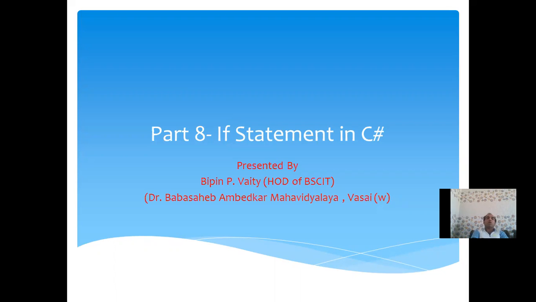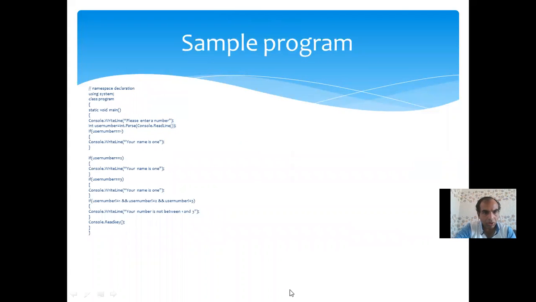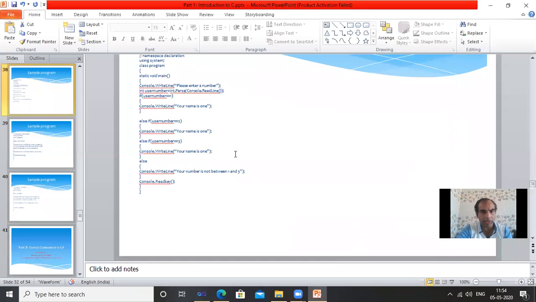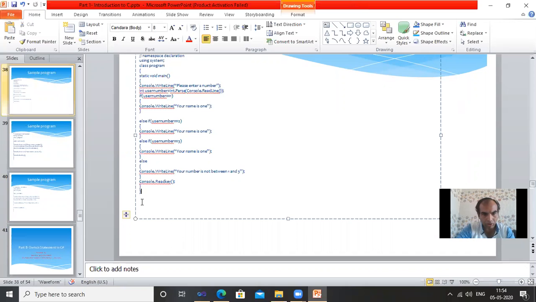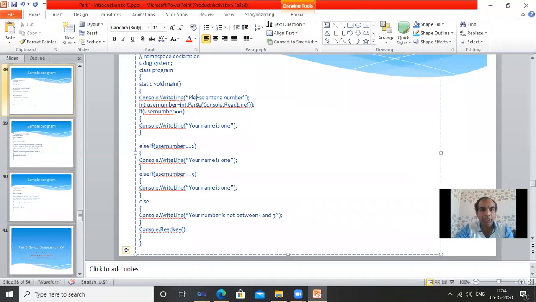The if statement in C#, we are controlling on the conditions. If statement and if else, the difference we already learned in the program. Let me go through this program. Here we are entering one number. Then after that we are checking if the user number is equal to 1, we are displaying your number is 1.